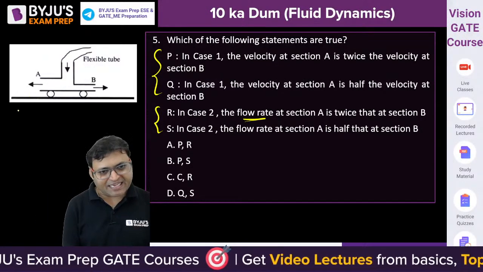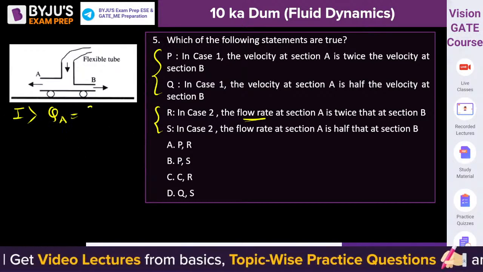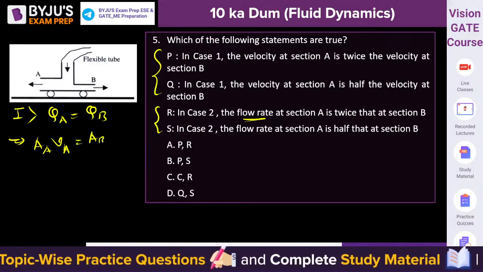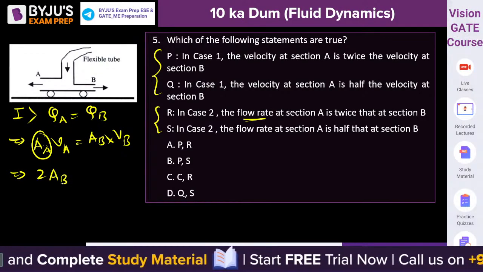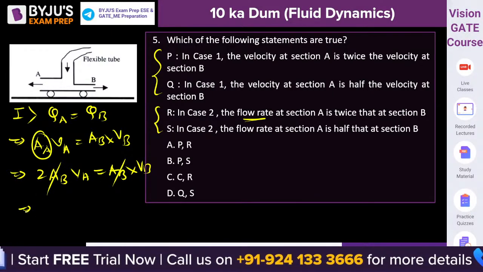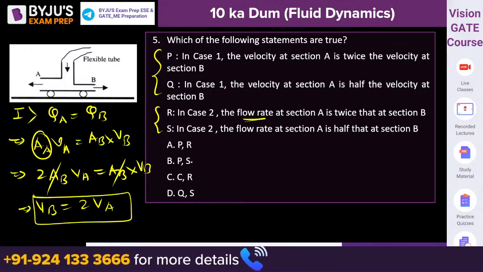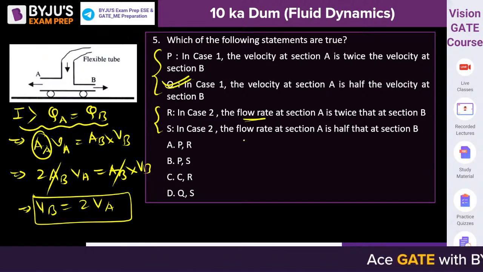So if we talk about case 1, QA is equal to QB. What is QA? Area into velocity is equal to area into velocity, and the area at A is twice the area at B. So twice of AB into VA is equal to AB into VB. This AB gets cancelled out. So VB is equal to twice of VA. In case 1, velocity at B is twice the velocity at A, or velocity at A is half of that at B. So Q is the correct option.